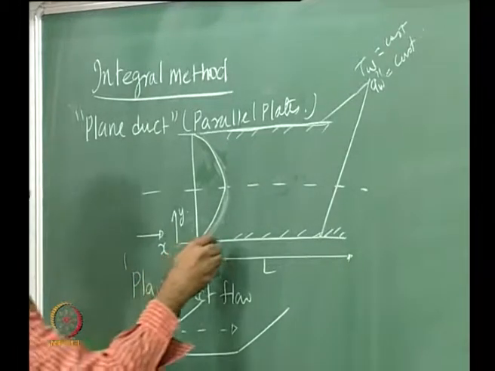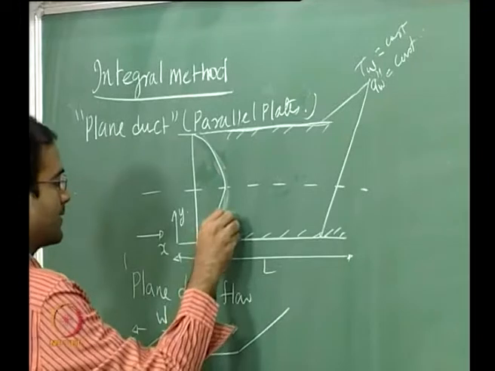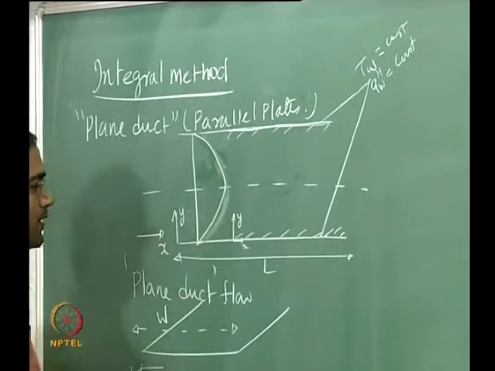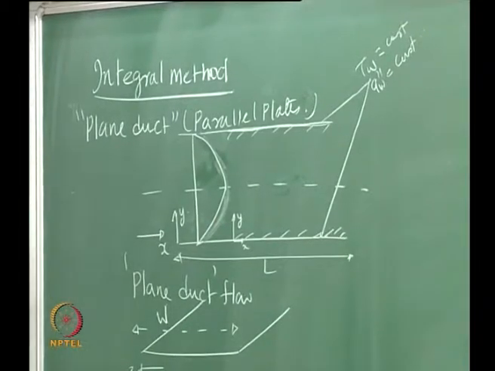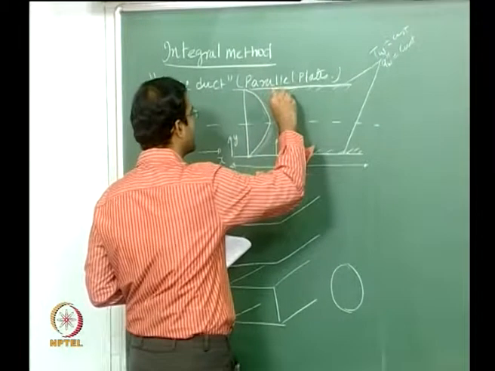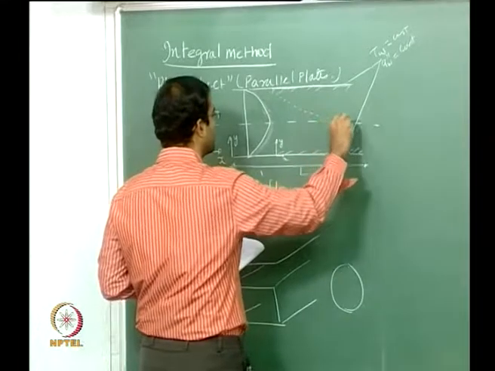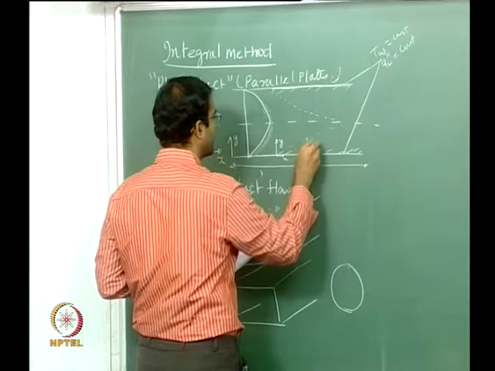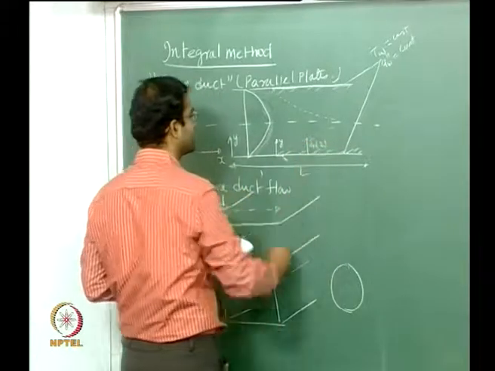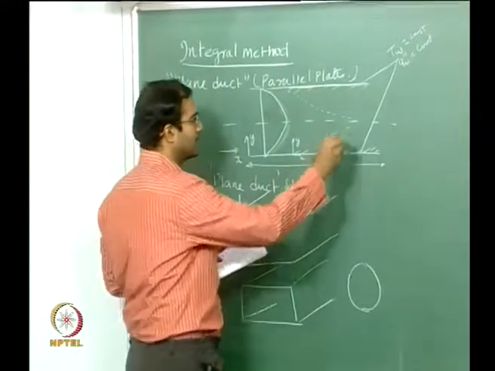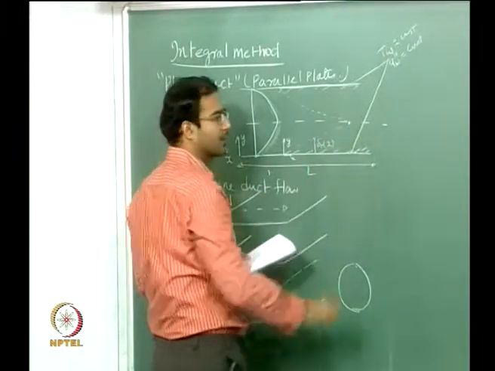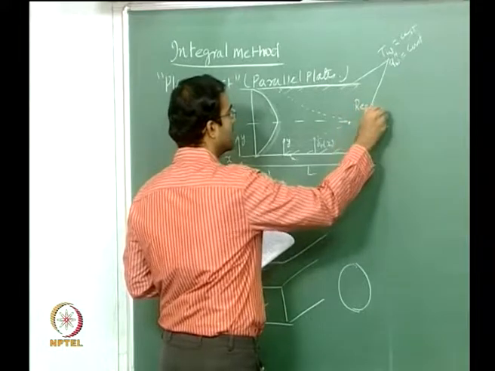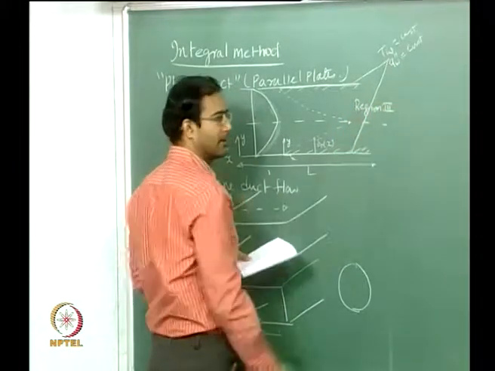So from here you can take your coordinate system. When you consider thermally developing flows, your x starts from the point where your heating starts. From here you find the thermal boundary layer growth happening. This is your delta T, which is now a function of x. Now at the point when these two merge, this becomes thermally fully developed. This is basically your region 3 here, fully developed both hydrodynamically and thermally.